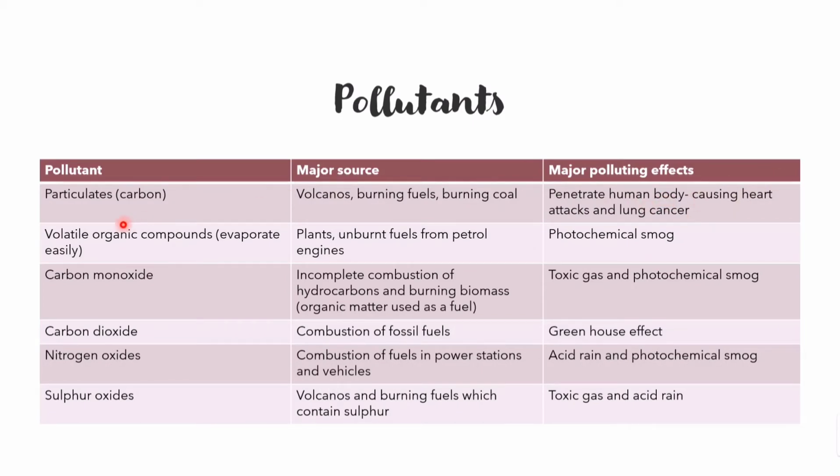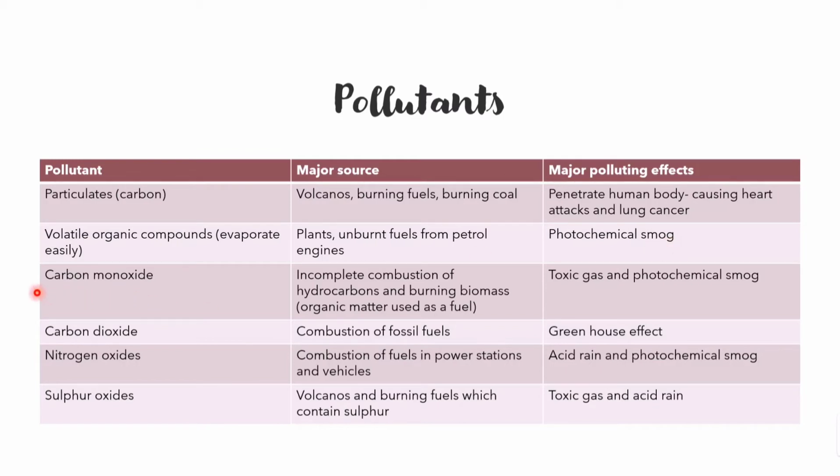Another pollutant is volatile organic compounds. Volatile means they evaporate easily. These come from plants and unburnt fuels from petrol engines. And volatile organic compounds cause photochemical smog, which can have damaging effects to human health as well as the planet's.